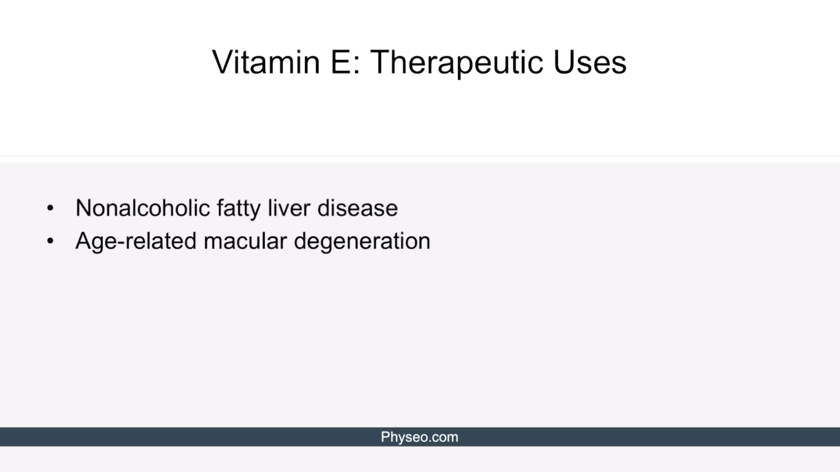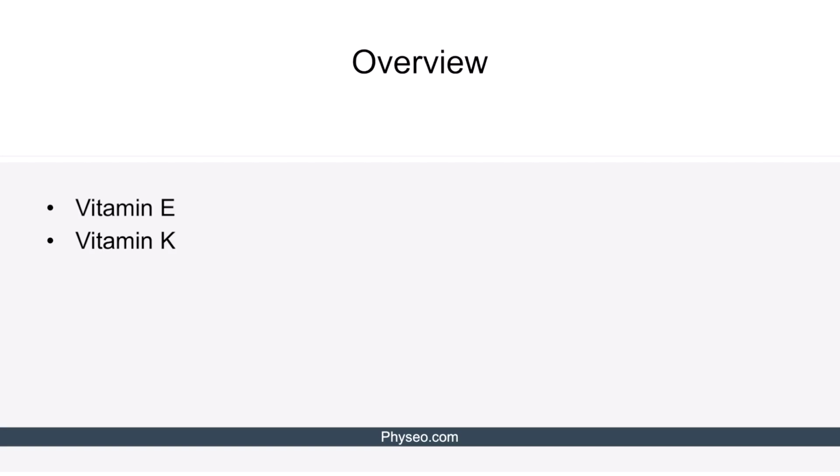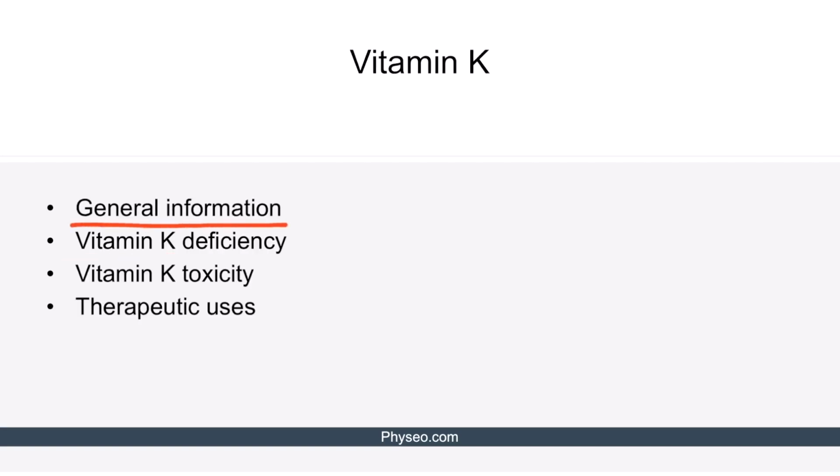Let's end this section with the therapeutic uses of vitamin E. Vitamin E has been shown to have some benefit in non-alcoholic fatty liver disease with an improvement in aminotransferases and histological abnormalities. This improvement is due to the antioxidant effects of vitamin E. In addition, in patients who have age-related macular degeneration, it could delay the progression of the disease. Let's conclude our lecture with our last section, vitamin K. We will cover general information, vitamin K deficiency, vitamin K toxicity, and the therapeutic uses of vitamin K.